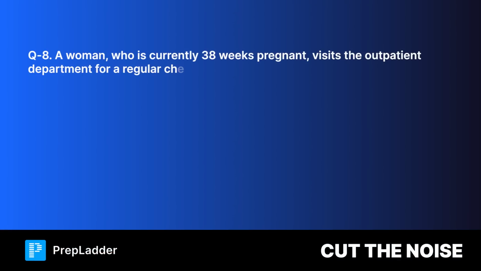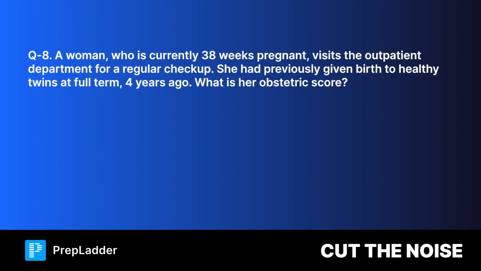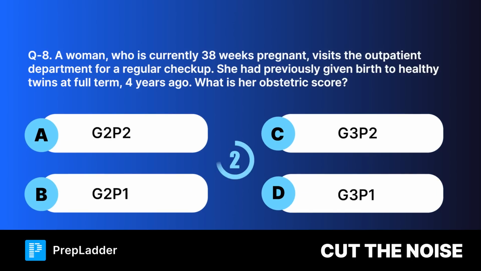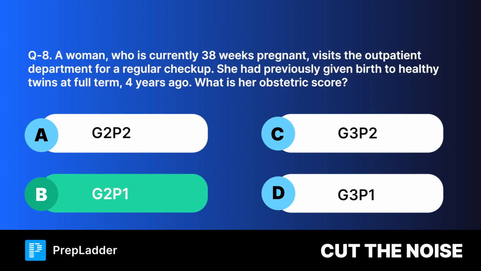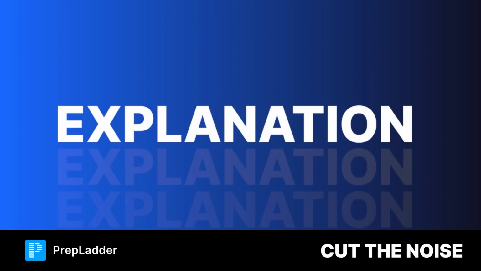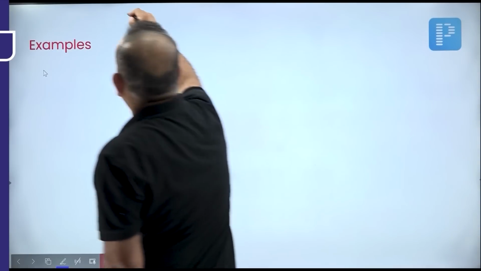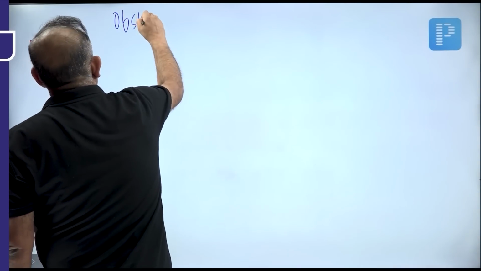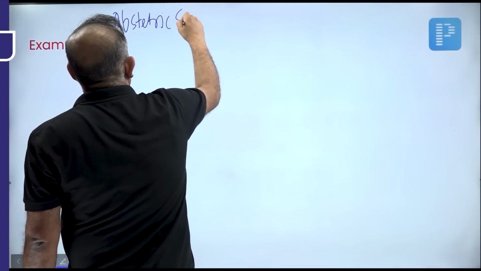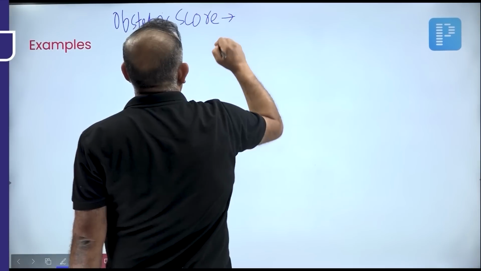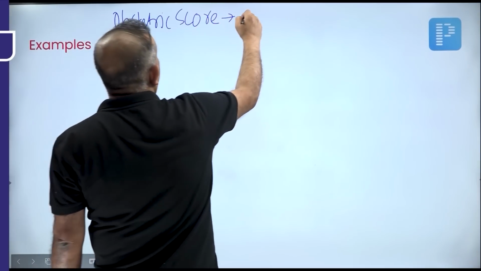Question 8. A woman, who is currently 38 weeks pregnant, visits the outpatient department for a regular checkup. She had previously given birth to healthy twins at full term 4 years ago. What is her obstetric score? Your options are, and the correct answer is G2P1. Here's the explanation. Examples of obstetric score. This keeps coming in your NEET and INI-CET exams very regularly.